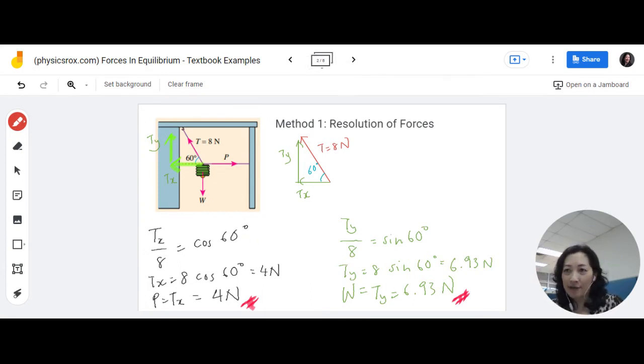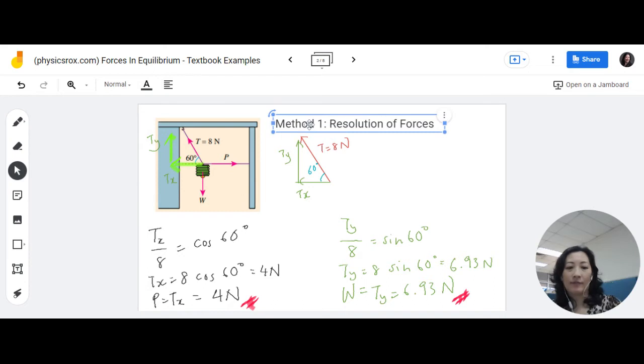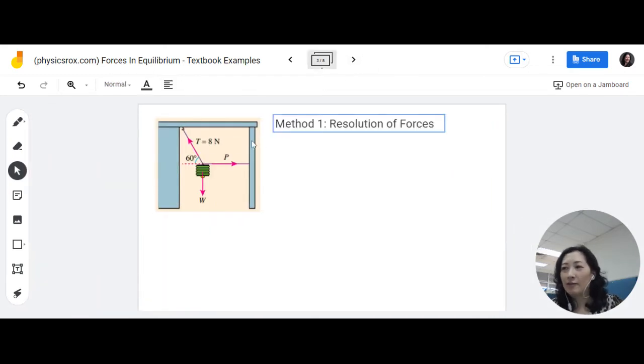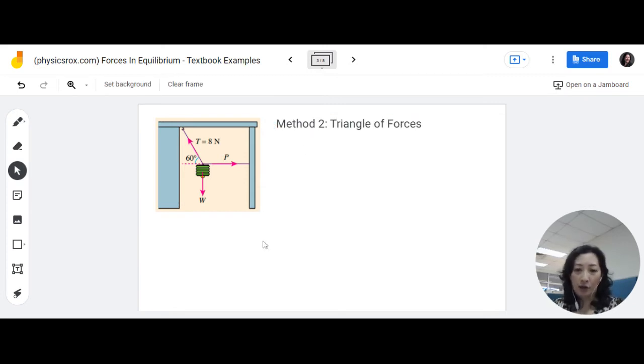Okay, so that's the first method. Second method is, I'm just going to copy and paste, guys. Okay, method 2, we will use the triangle of forces method. The triangle of forces method will require us to draw the triangle first. That means we take these 3 arrows and arrange them into a closed triangle.